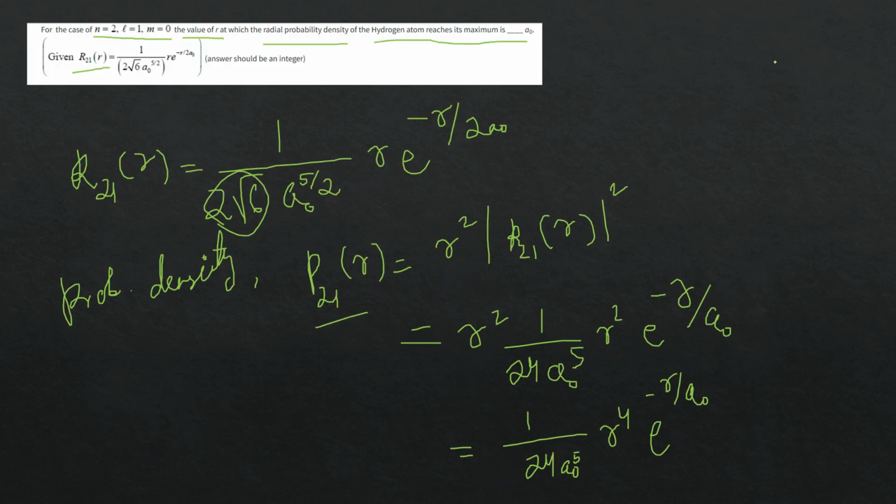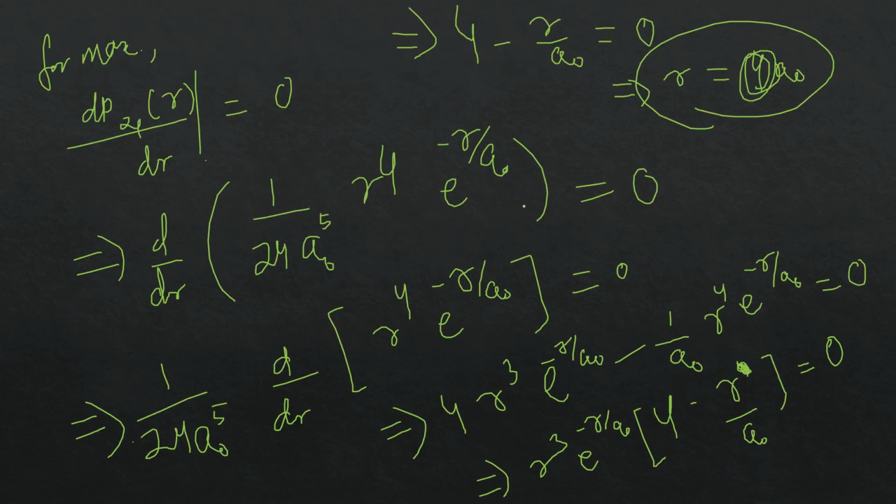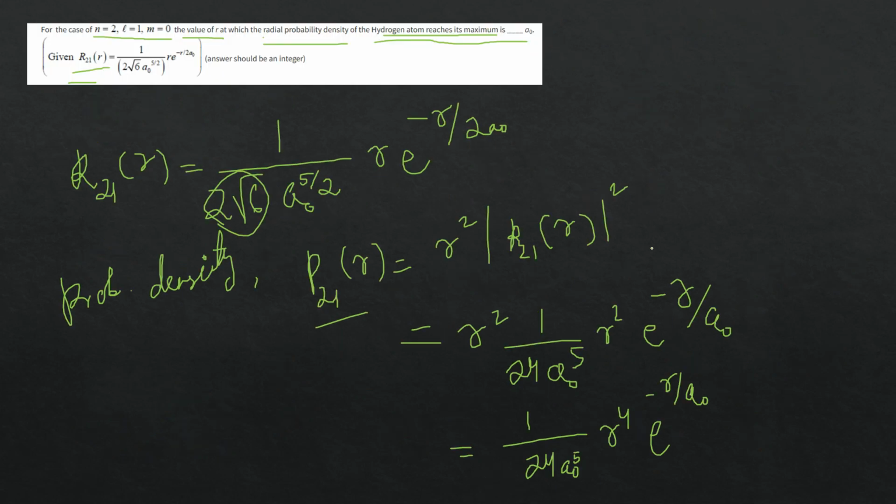Is it clear? First we took the one that is given, R21 R. Then the probability density will be simply r square into this one, and we calculated it. The question was the value of r at which the probability density of the hydrogen atom reaches its maximum. So we take the derivative of the probability and equate it to 0. From there we calculated and at last we got r is equal to 4 a naught. Is it clear? It's not hard, it's just that you have to take care of some things.